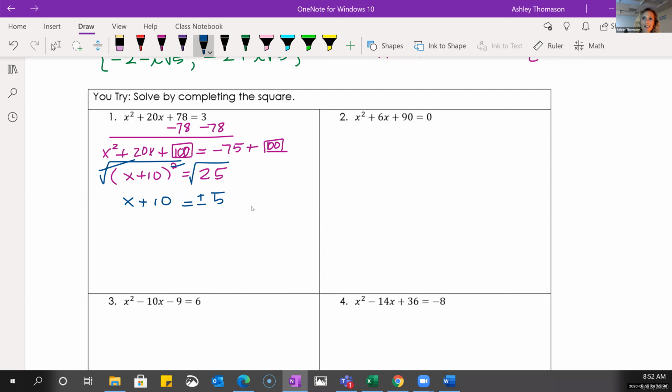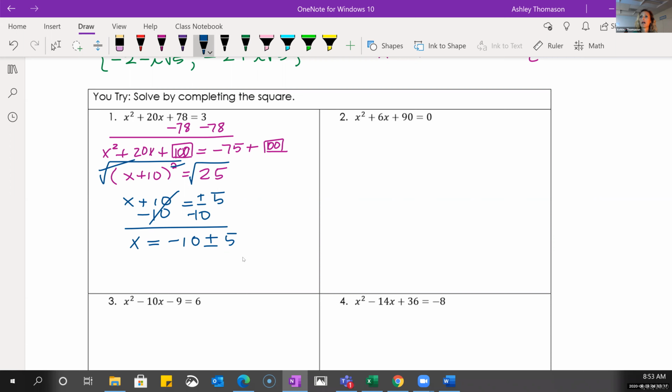What do we do next? After this, you just do inverse and you bring your 10 to the other side and make it plus or minus 5 minus 10. I like the minus 10 part. I want to put it in front of the plus or minus. So I know I'm going to be doing negative 10 plus 5 and negative 10 minus 5 because the order matters when you subtract. So that's an easy mistake to make if you put the 10 at the back.